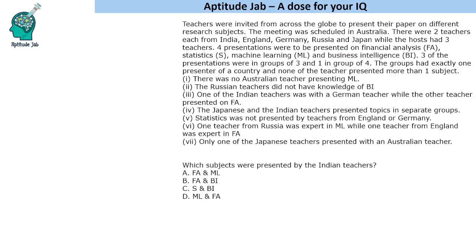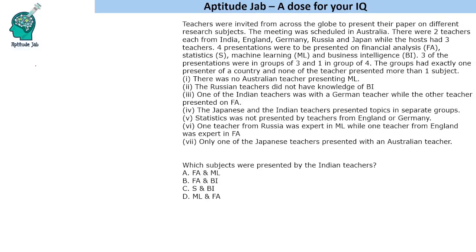Four presentations were to be presented on financial analysis, statistics, machine learning, and business intelligence. Three of the presentations were in groups of three and one in a group of four. So basically 13 people, three for each of the three subjects, and in one subject there were four teachers. So it's sort of a grouping of people. The group had exactly one presenter of a country and none of the teachers presented more than one subject. So each teacher was present in only one of the subjects.